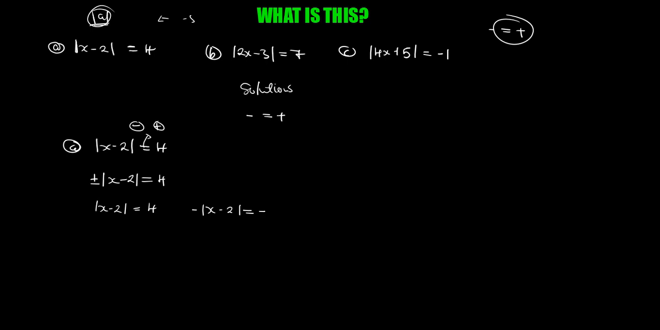So I'll divide throughout by a negative, or just multiply by a negative. You know what I'm talking about. These ones will cancel, then the negative will be there. So this will be x minus 2, absolute, equal to negative 4.